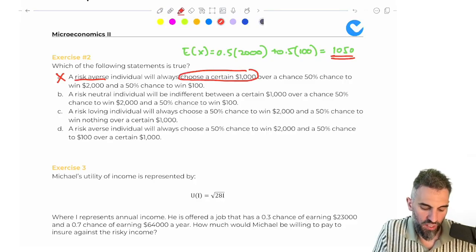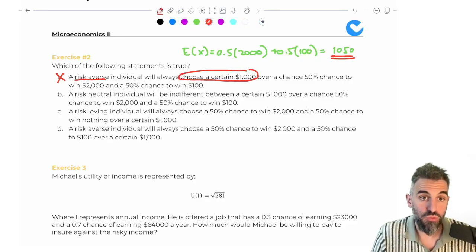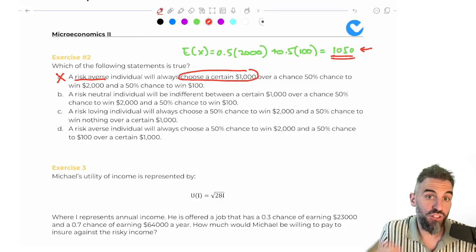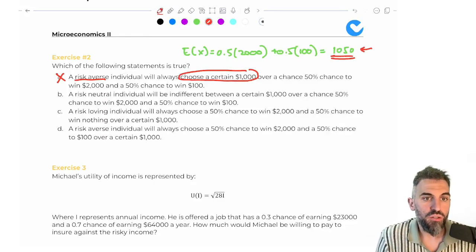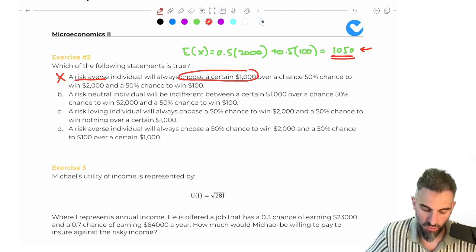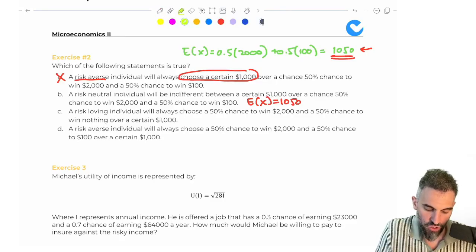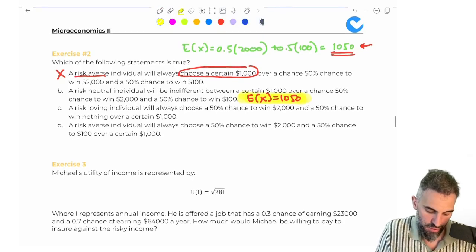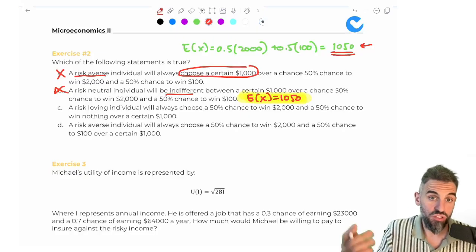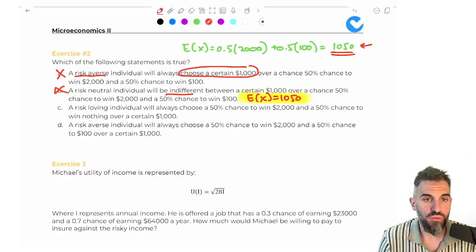This is also why it's important to actually do the math. A lot of times students will read this and say, oh yeah, but then you do the math and this is actually 1,050 and you get caught. B: a risk neutral individual will be indifferent between a certain 1,000 and a 50% chance. So the same thing. The expected outcome here is 1,050. A risk neutral person would actually choose this one because it's higher. So they will not be indifferent. This is false. They're going to choose the second one because it has a higher expected value.